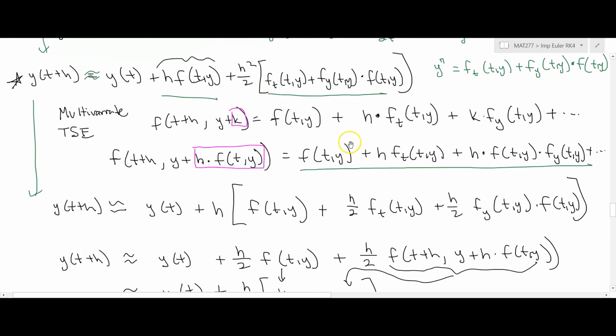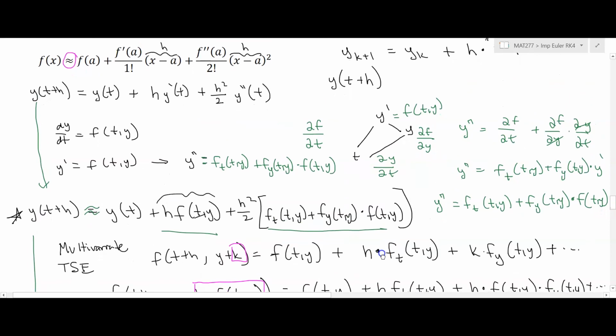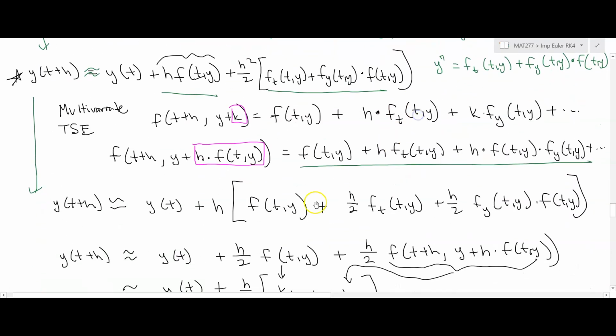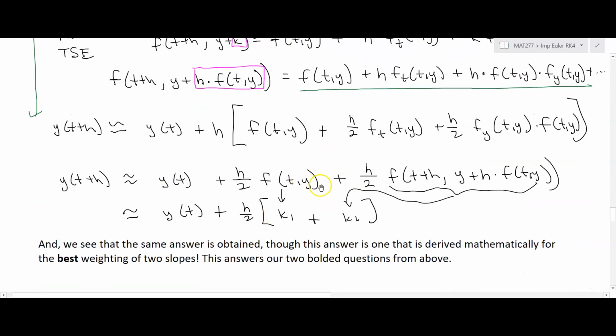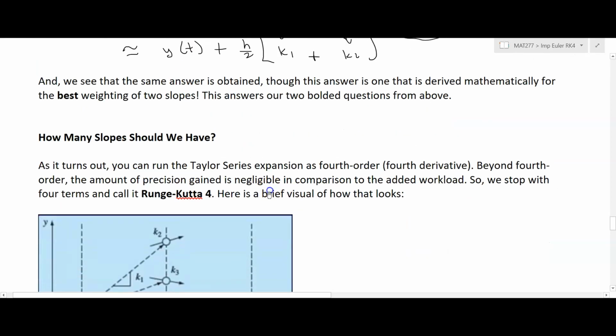So I realize there's a lot going on here, and you don't necessarily have to be able to rederive this, but seeing how we do these types of things might be beneficial. So our intuition was right. Let's use the beginning and end slope, and let's average them together, giving them equal weights. This is a Taylor series expansion, but we notice that it still has error in it. So we might ask, how many slopes should we actually use to weed out as much of the error as we can?